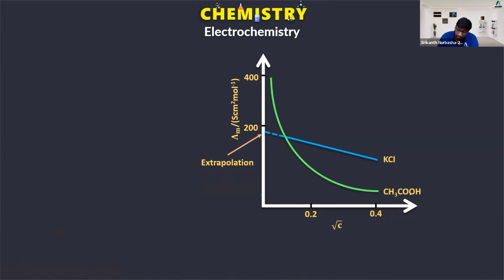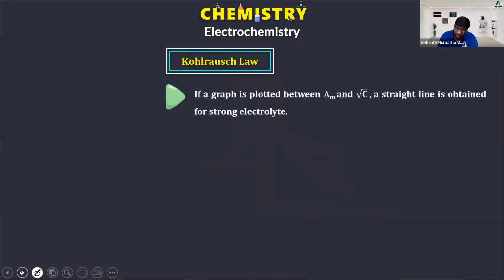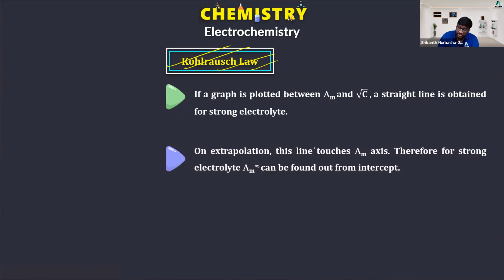This is for a weak electrolyte, CH3COOH. The graph will look like a rectangular hyperbola. And you have some specific points. Kohlrausch is not this one. If a graph is plotted between molar conductance and root C, a straight line is obtained for a strong electrolyte. On extrapolation, this line touches the y-axis, that is, the molar conductance axis. Therefore, for a strong electrolyte, molar conductance at infinite dilution can be found from the intercept.